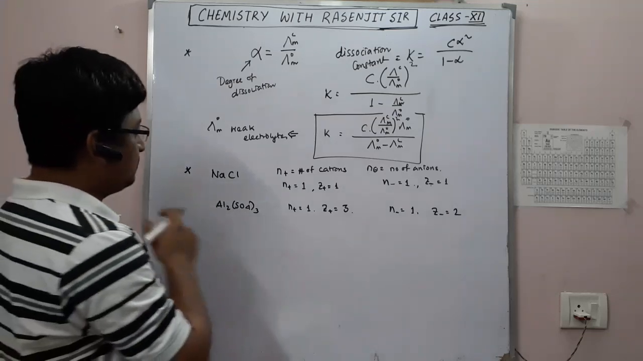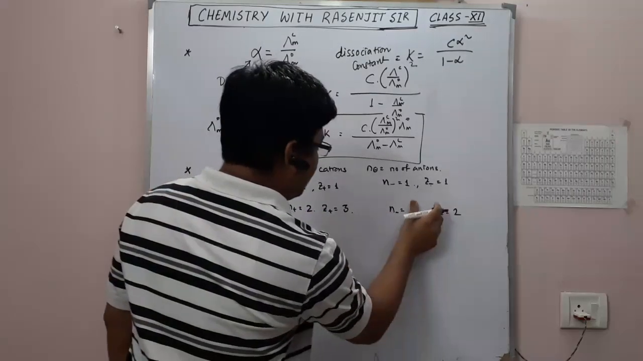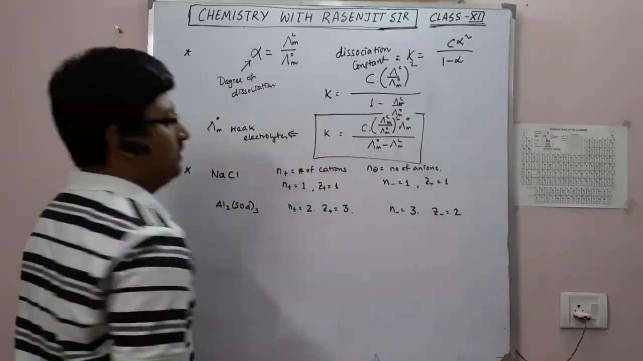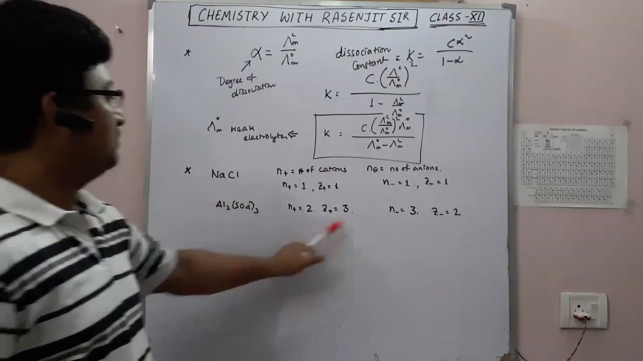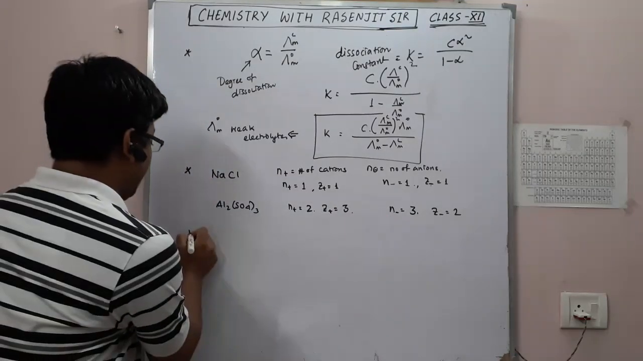Wait, something is wrong. Here the number of aluminium is 2 and here the number of sulfate is 3. So it's 3, 2, 2.